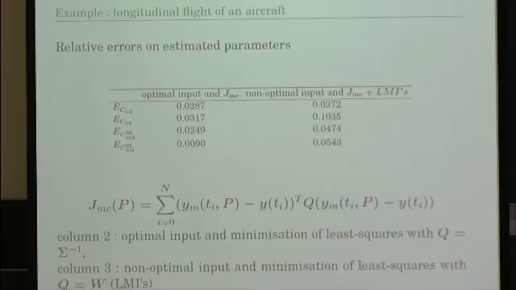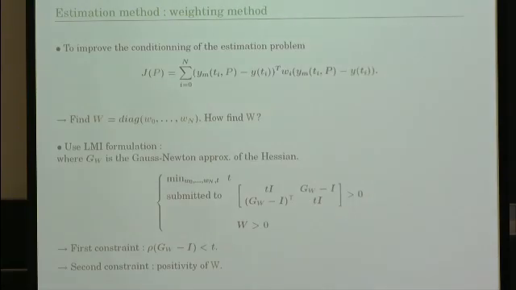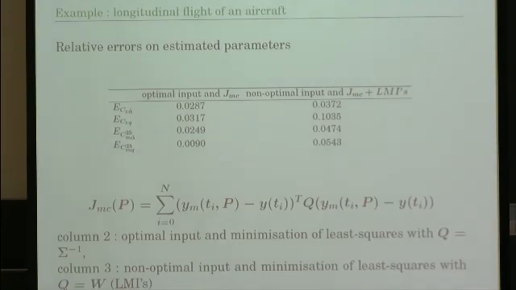And for the second column, the weighting matrix is obtained by a more sophisticated formulation. It is called a formulation using linear matrix inequalities. The use of linear matrix inequalities improves the conditioning of the estimation problem. Thus, we can see that the optimal input and the classical least square criterion lead to the best values for all parameters: CZ alpha point, CZQ, CM alpha point, and CMQ.